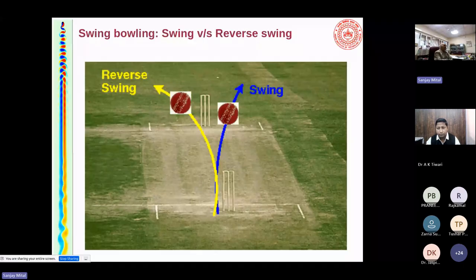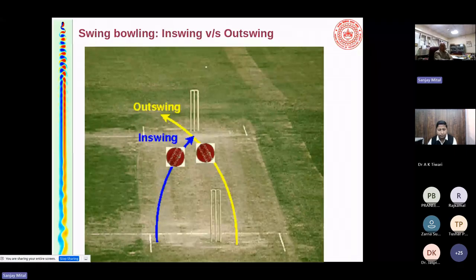So if you see, typically what happens, the bowler bowls, the batter watches, and if the ball moves in the direction of the seam, then that's called conventional swing. And if the bowler bowls and the ball moves in the direction opposite to the direction of seam, that is called reverse swing. So I go back to the previous picture.